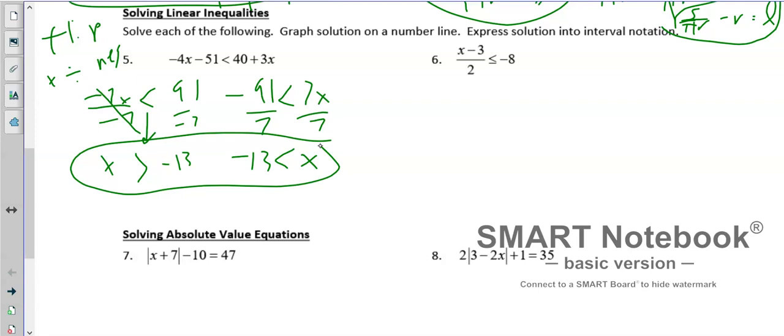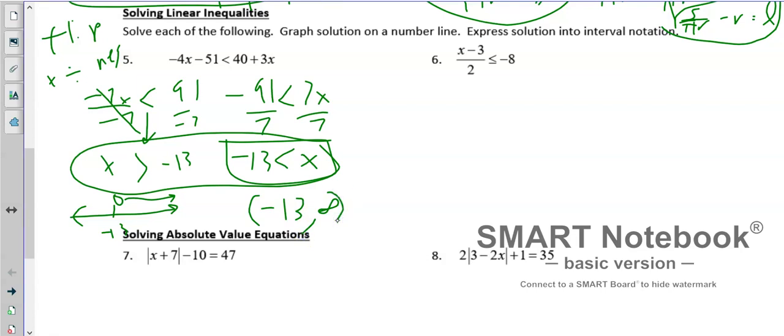Okay, it also says graph on a number line. So real quickly, you don't have to put 0, just put negative 13. And it's an open dot, and it's greater than. Now, the problem here is with this one, people sometimes graph it incorrectly and will graph to the left because they're going the direction of the arrow. That's why we always read from the x. Okay? And then interval notation, which is not on the answer key, by the way, it's going to be a parenthesis because it's greater than. And it's going to be negative 13 towards positive infinity.